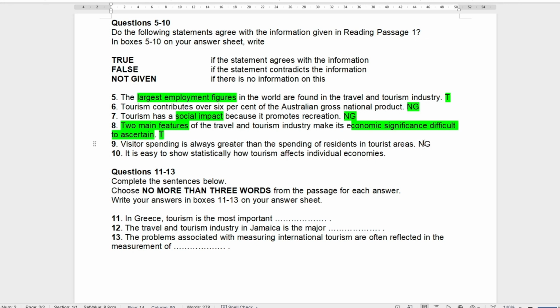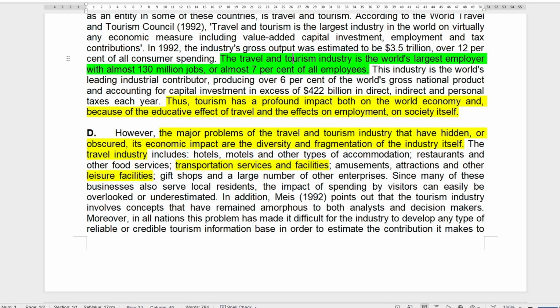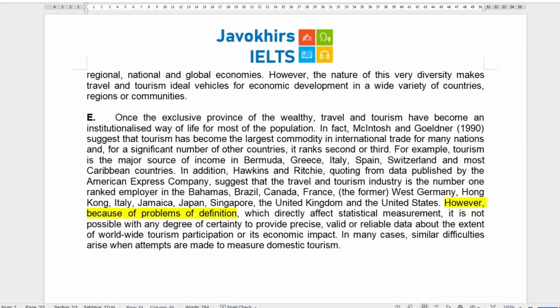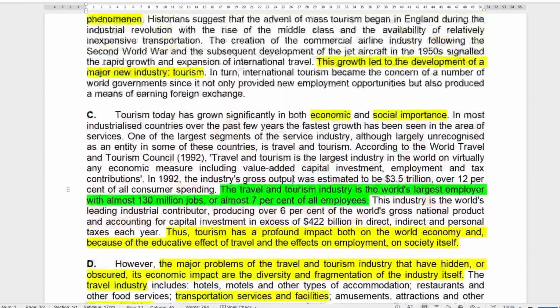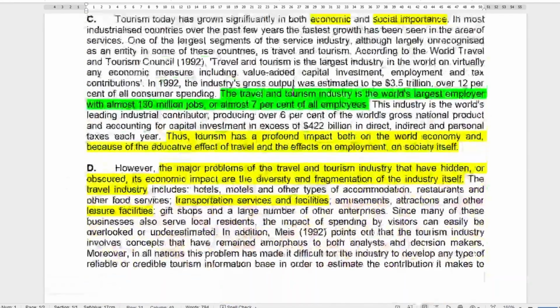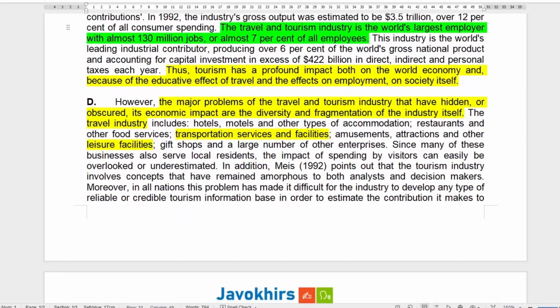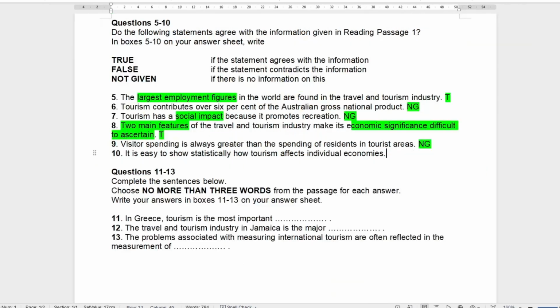No, that was not given. I know that. I can remember that 100%. So it is easy to show. What I'm trying to do here is explain why I automatically put not given here. The reason is that there's no specific information about either visitor spending or resident spending in the text. So I'm not going to waste time, because I remember what I have read, not necessarily the whole passage, but I do remember the location of the information where it has been mentioned.